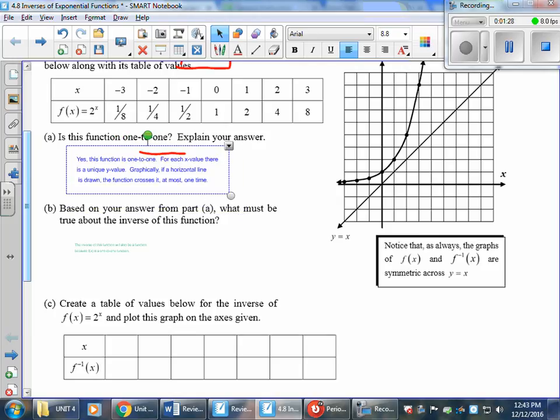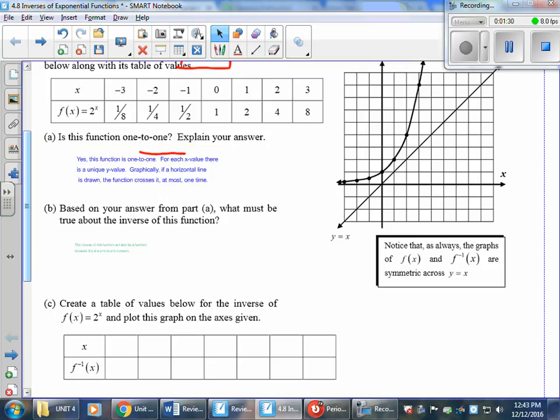Here we go. So yes, make sure when you're answering this, you're answering in complete sentences. Yes, this function is one-to-one. For each x value, there is a unique y value. That's the definition of a one-to-one function. Graphically, if a horizontal line is drawn, the function crosses it at most one time. So just saying passing the horizontal line test really isn't enough. You have to explain a little bit about what the horizontal line test is. Okay? So, if you need to pause and write that down, feel free to.